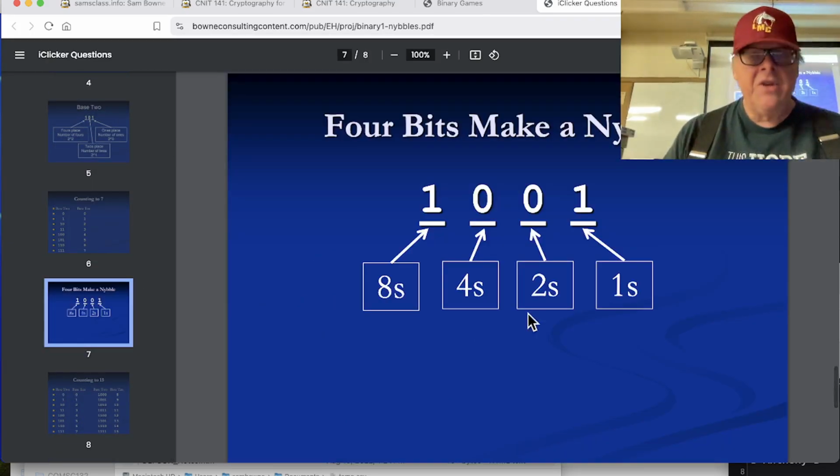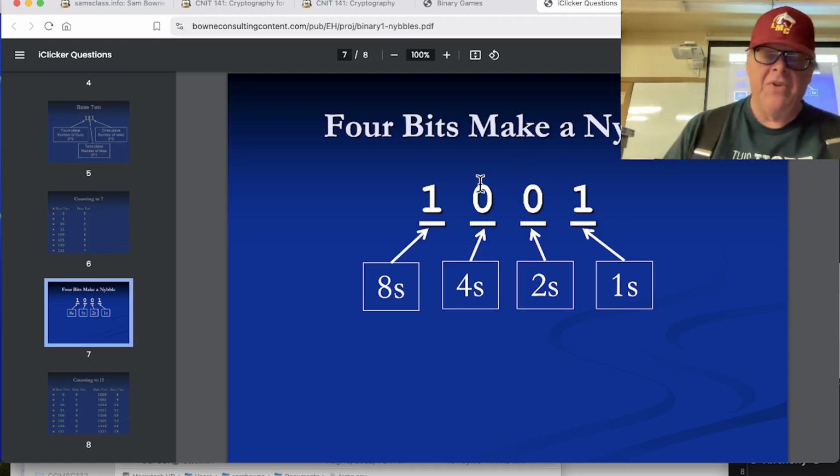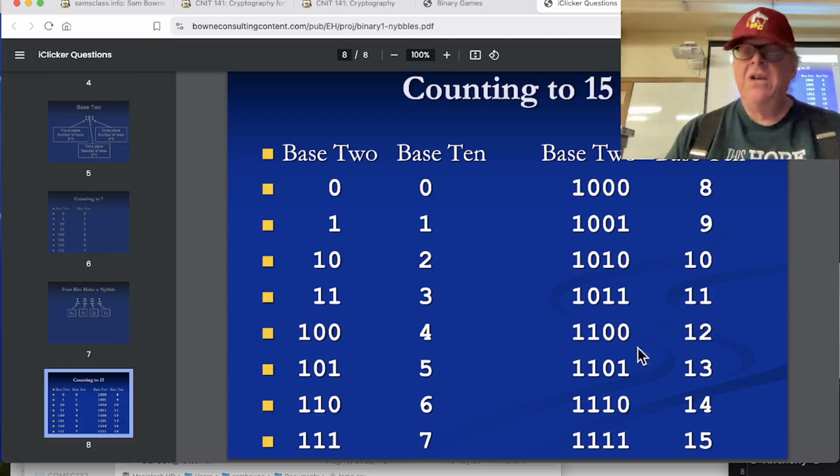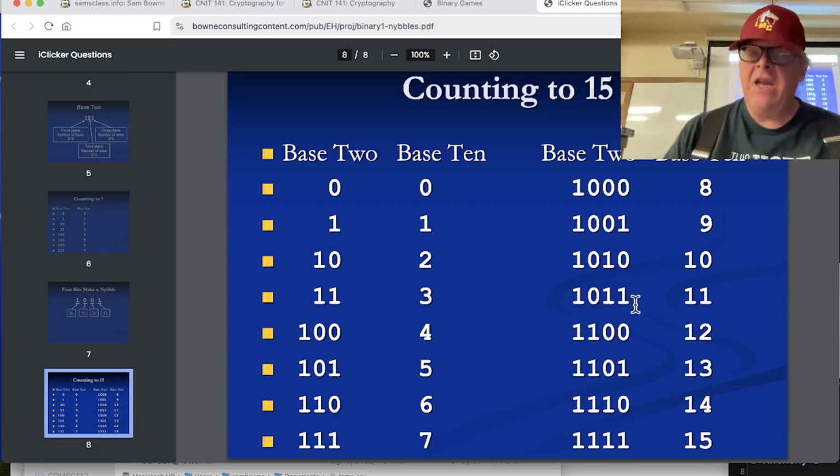If you have 4 bits, then the one on the right is the number of 1s, the next one is the number of 2s, the next one is the number of 4s, and the next one is the number of 8s. And therefore, if you have 4 bits, you can count up to 15. So 1, 0, 0, 0 is 1 eight, no 4s, no 2s, and no 1s. 1, 0, 1, 0 is 1 eight and 1 two, which is 10. And 15 is 1, 1, 1, 1, that's 8 plus 4 plus 2 plus 1. So 4 bits make a nibble, and you can count from 0 to 15 with 4 bits.